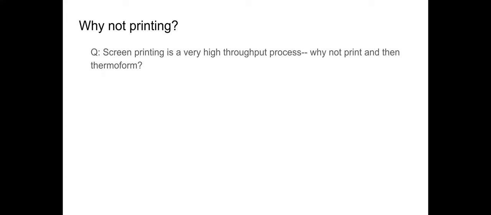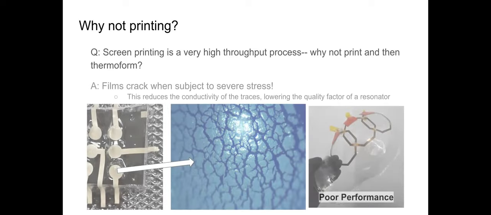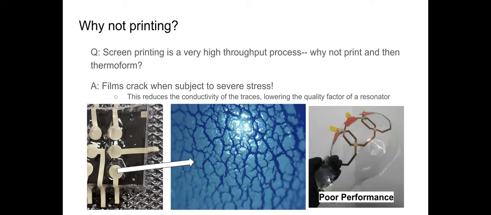If you don't know, Julian and I also work with Ana Arias, who runs a printing lab. So you might be wondering, why not use screen printing? That's a really high throughput process. You can make a lot of samples in a very short amount of time. Why not print them and thermoform? The answer to that question is because these films crack a lot when they're subject to the high stress of the thermoforming process. As you can see in that microscopy image, there's a lot of cracking, and that reduces the conductivity of the traces. That actually lowers the quality factor of your resonator, which leads to a pretty poor performance coil.